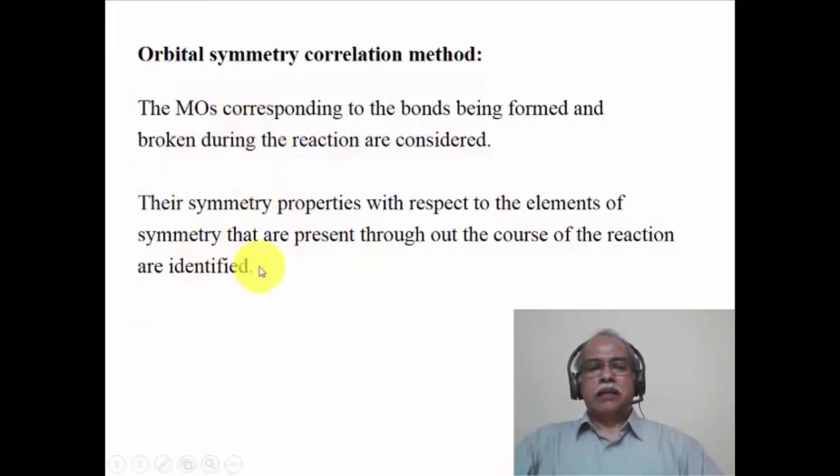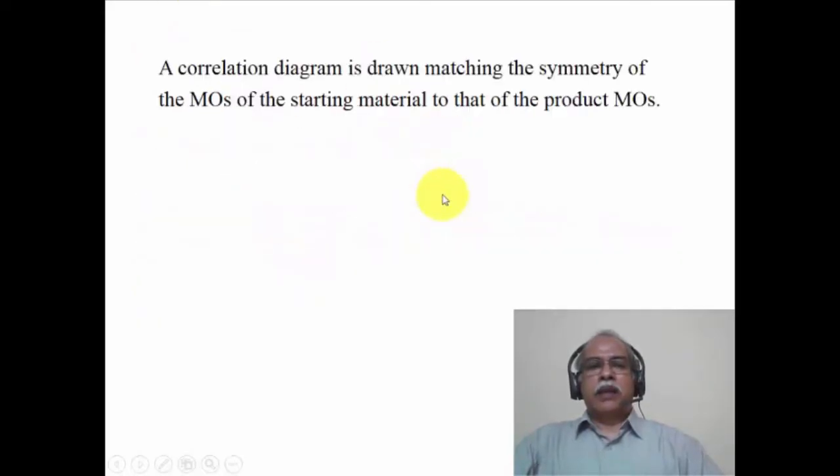So we'll consider illustrative examples in a minute, but try to understand that the symmetry property with respect to the element of symmetry that is present throughout the course of the reaction is what is important for constructing the molecular orbital symmetry correlation methodology. Then, after you construct all the molecular orbital picture and identify the symmetry, you correlate the diagram by matching the symmetry of the molecular orbitals from the starting point to the end point.